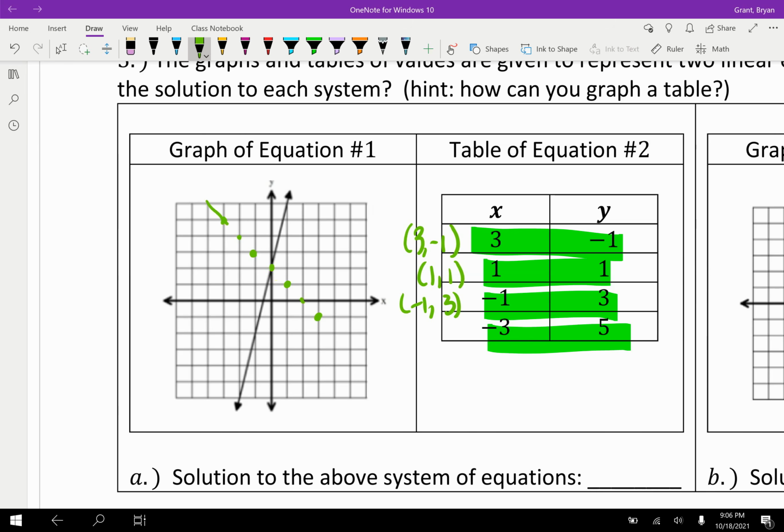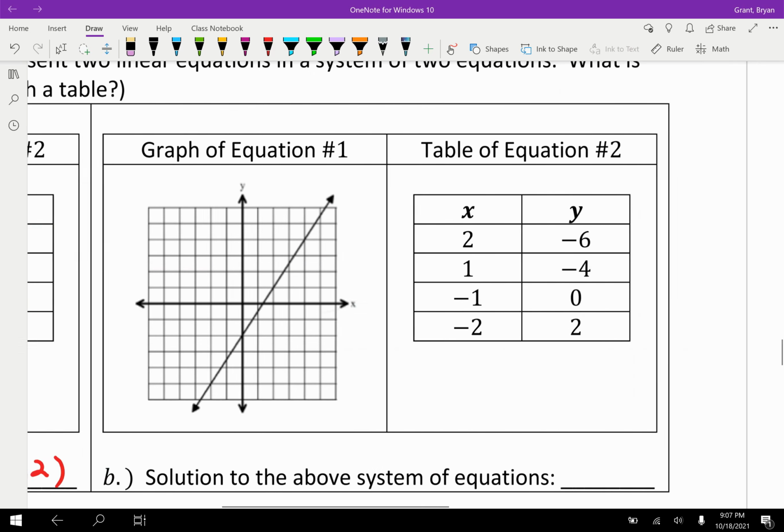And so, when we graph our second equation, does it cross the first equation? Well, certainly. I believe they intersect at the point 0, 2. And there's our solution. So if you're given a graph and a table, it should be pretty easy just to plot the table onto the graph, and then you should be able to visually see where they intersect.